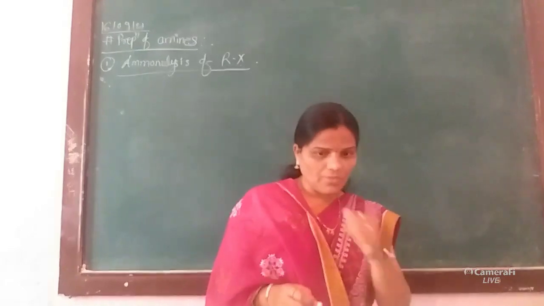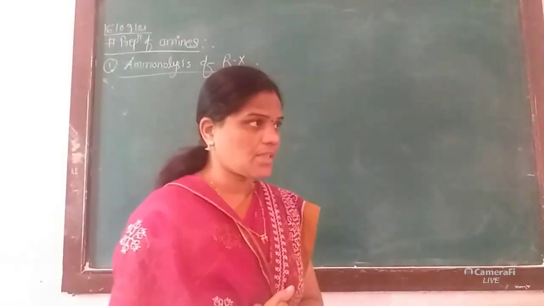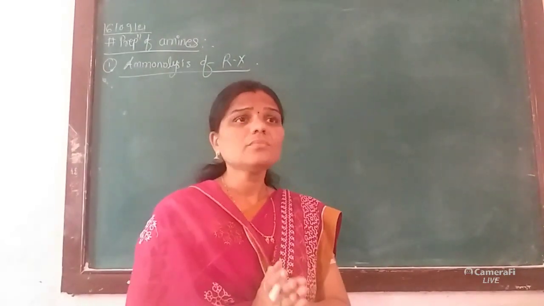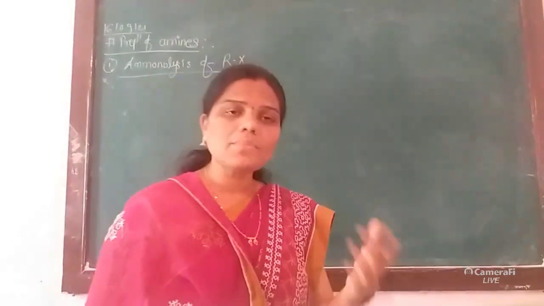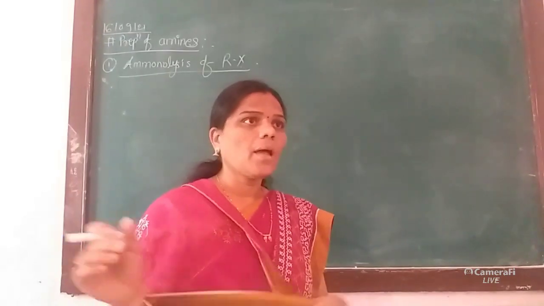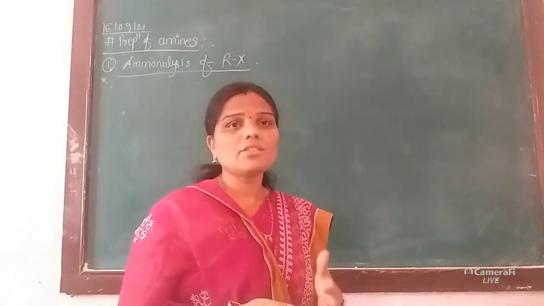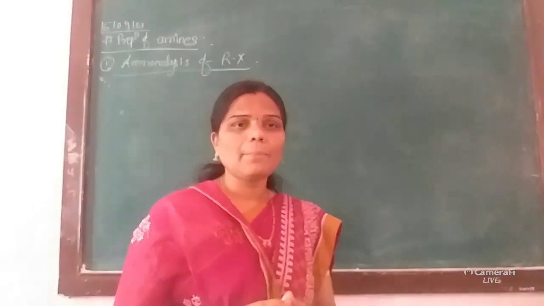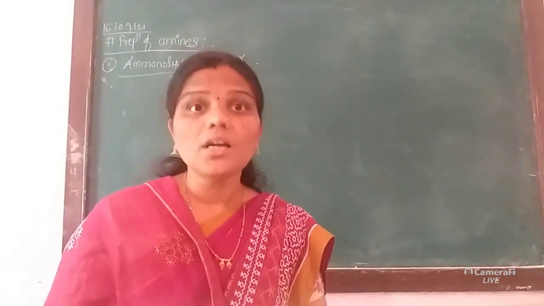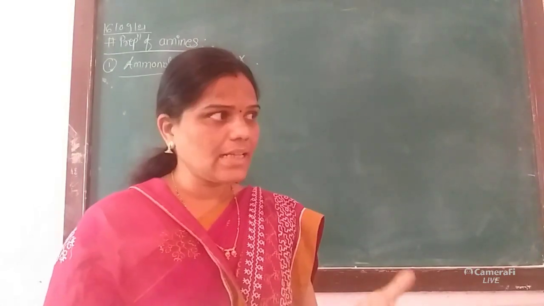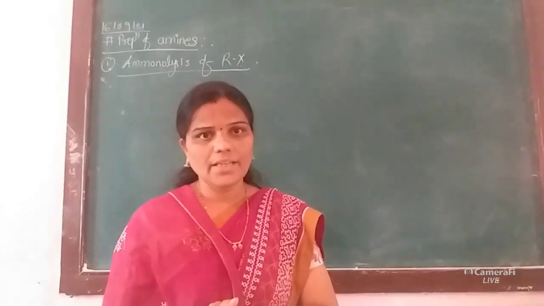Ammonolysis of alkyl halide. When a compound reacts with ammonia, that process is known as ammonolysis. Alkyl halide reacts with ammonia to form the amine. But when we use ammonia in excess, the reaction does not stop at the first stage, that is, the primary amine is not formed. When we use ammonia in excess, the final product is the quaternary ammonium salt, and this reaction is carried out in a sealed tube at 373 Kelvin temperature.